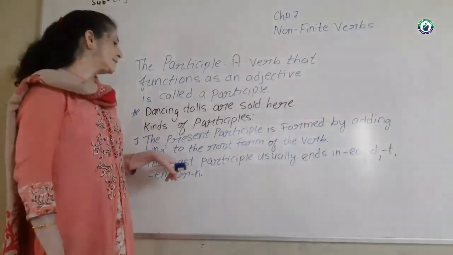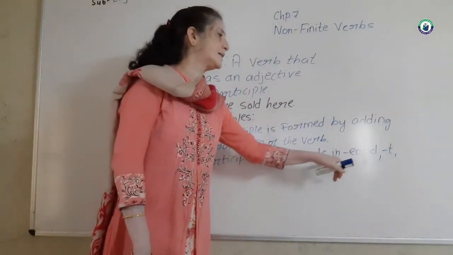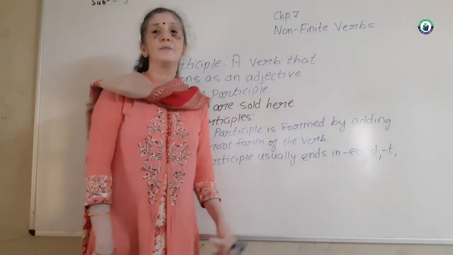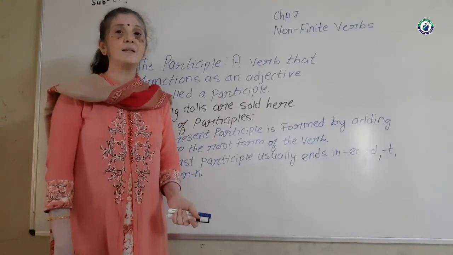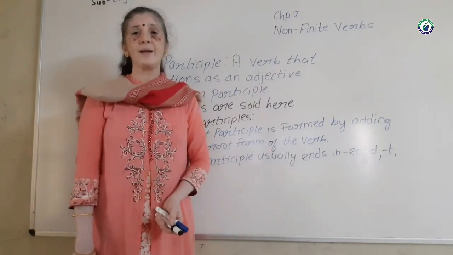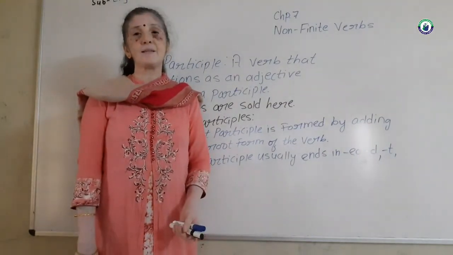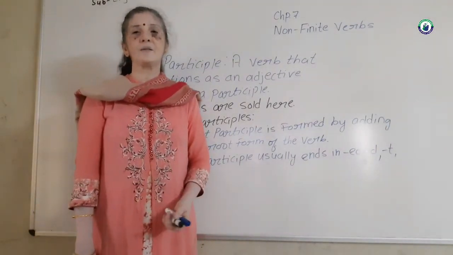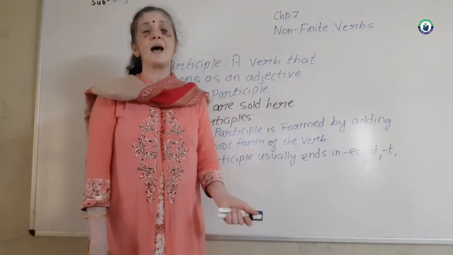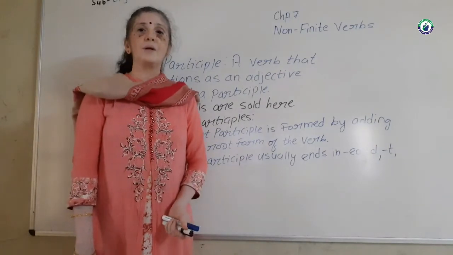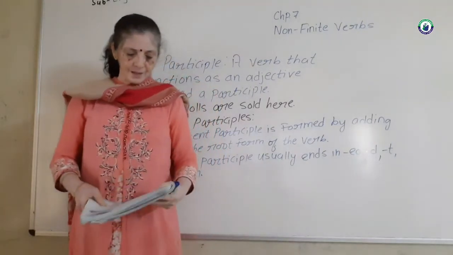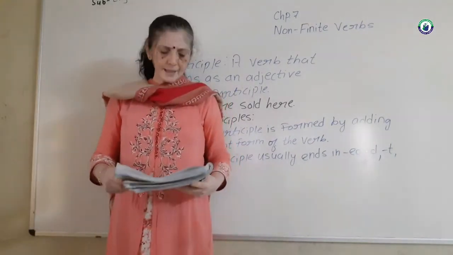And second is the past participle, which usually ends in ed, d, t, en or n, right? That is called a past participle, and when we form verbs, it is the third form of the verb. They are used in perfect tenses, and when we change active to passive also. So these past participles are also verbs, but they are used as adjectives, so they are called participles.